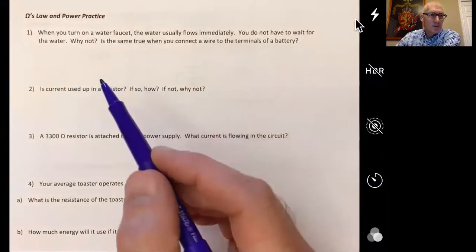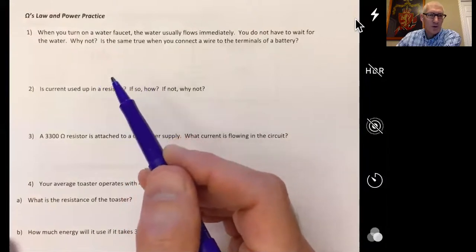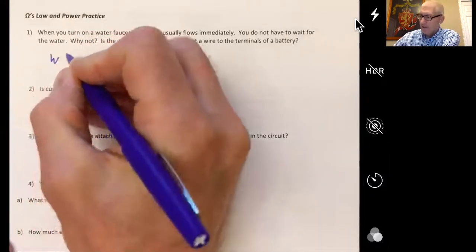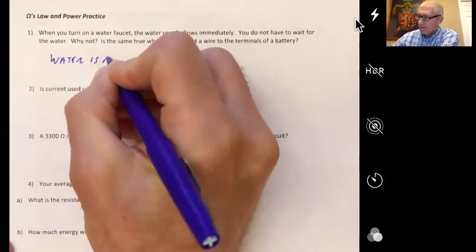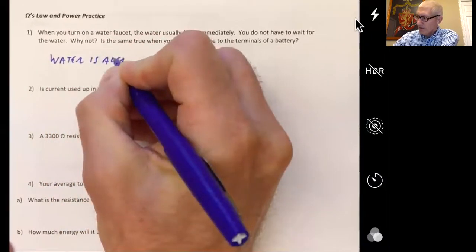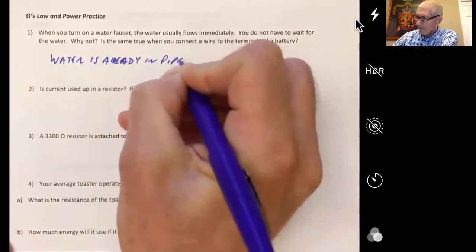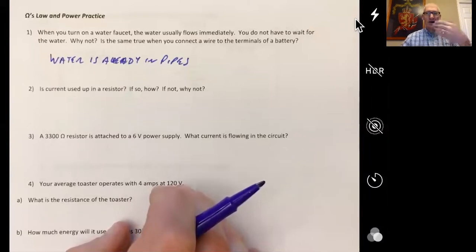First question, when you turn on the water faucet, water usually flows immediately. You don't have to wait for the water. Why not? Well, there's a simple reason. The reason is that the water is already in the pipes. So the water is under pressure, and that pressure is what pushes the water out of the faucet.